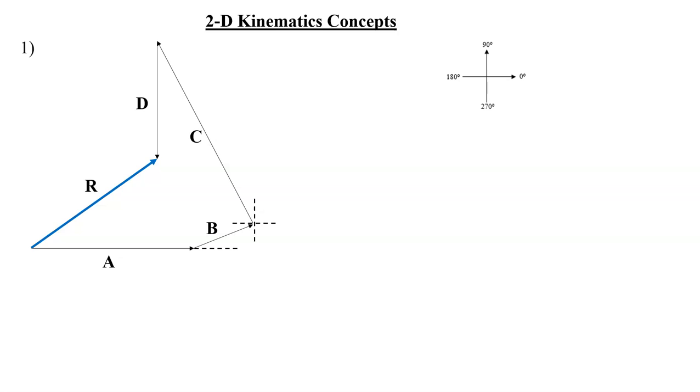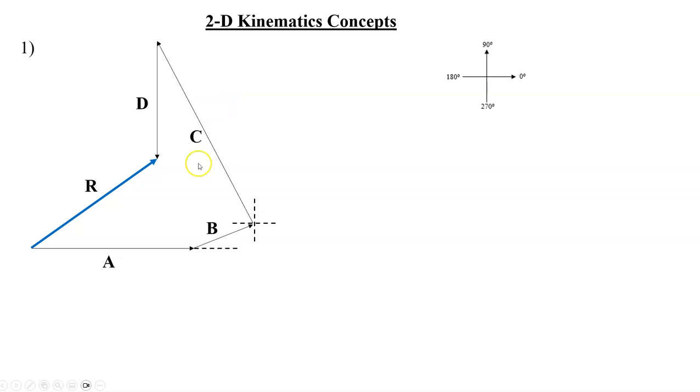So the whole idea is, in the end, you want to make the resultant vector the hypotenuse of its own right triangle. Because if it's the hypotenuse of its own right triangle, then it's very easy. You just put the legs together using the Pythagorean theorem to find the hypotenuse, and you can use some inverse function to find the angle. So that's generally our goal.